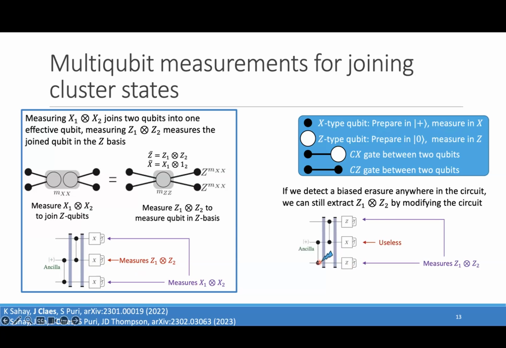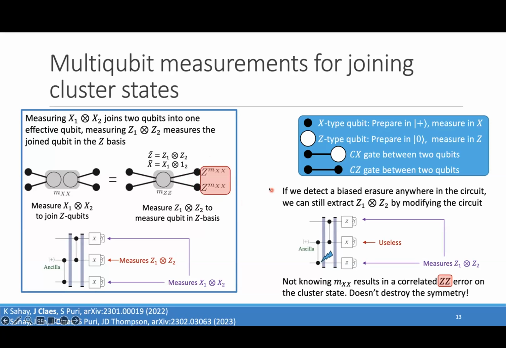Importantly, if an erasure happens, we can modify the circuit so we still get the Z1, Z2 information. If an erasure happens here, say, we've destroyed our X information. So we're no longer going to get X1, X2 information. But if we just switch these measurements to be Z measurements, we've preserved the Z information this whole time, because biased erasures preserve Z information. So we can still extract Z1 times Z2. And so what that looks like is we don't get to know the XX measurement outcome, which determines some Pauli corrections we need to apply to our state. But we do know the ZZ measurement outcome. And this is going to maintain the symmetry of this cluster state.